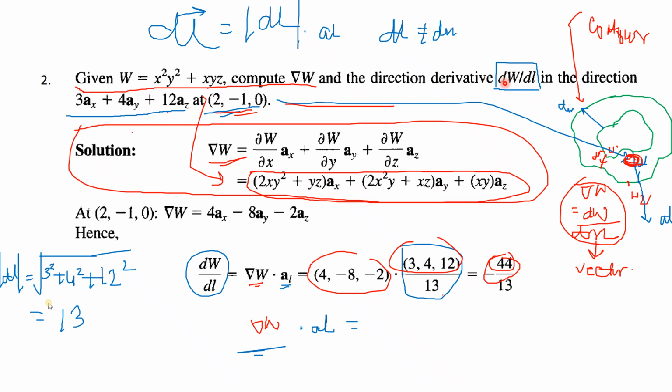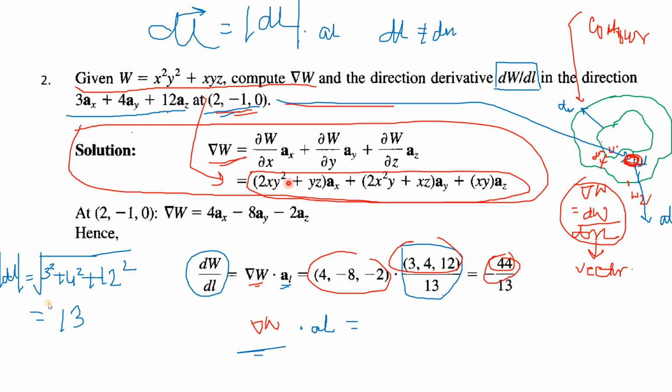Okay, now have you understood how to find it, if the question asks you to find dw by dl, where dl is not the shortest path? First of all, you find the value of dw by dn for the shortest path, that is the gradient. Now you take that gradient and take the dot product with the direction, then you will get that value of dw by dl in that direction.